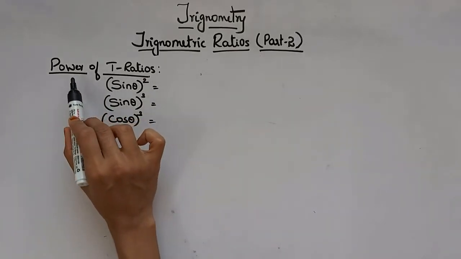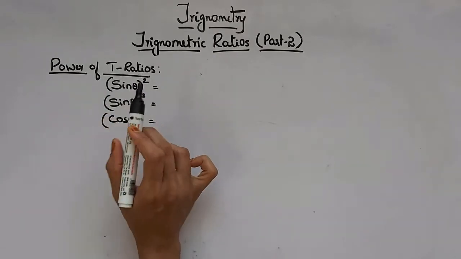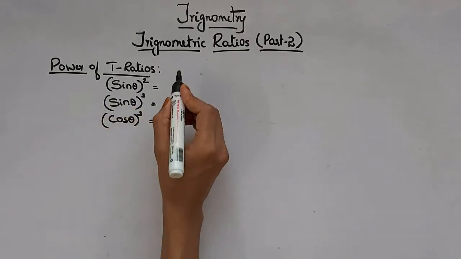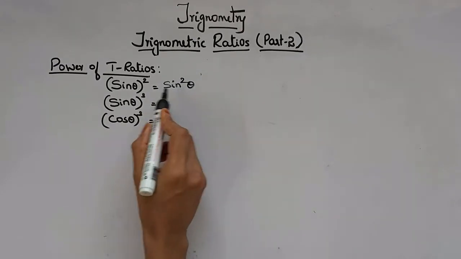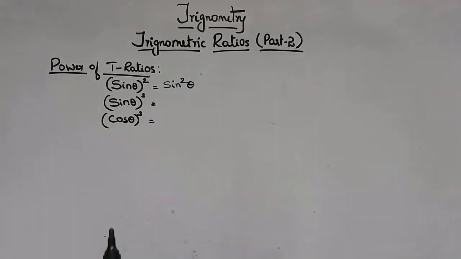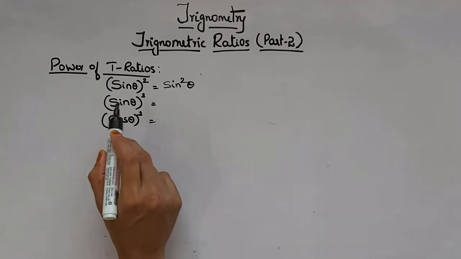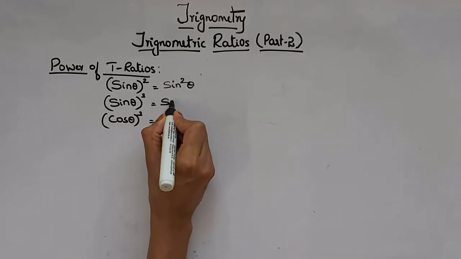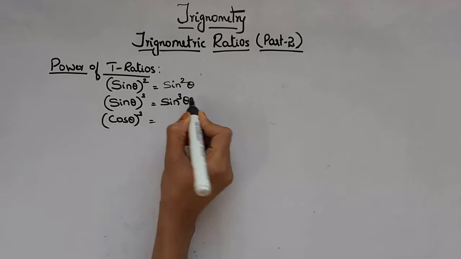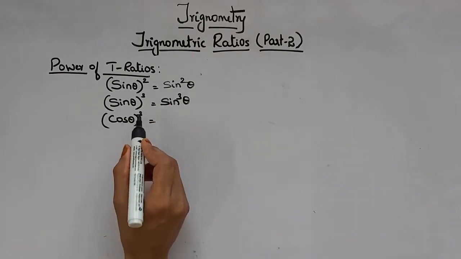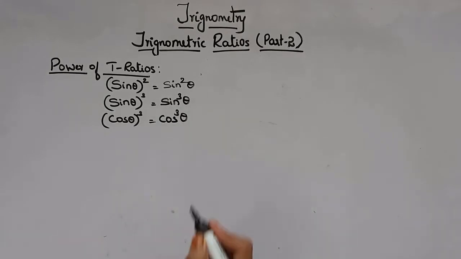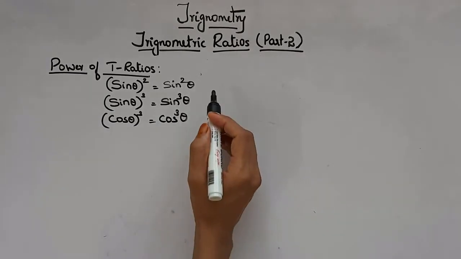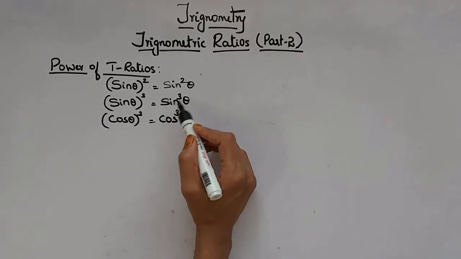Now let's see how to write the power of trigonometric ratios. Here sine theta the whole square is written as sine square theta, which means the same. Similarly, sine theta the whole cube is written as sine cube theta, and cos theta the whole cube is written as cos cube theta, and so on. So now you know how to write the power of trigonometric ratios, right?